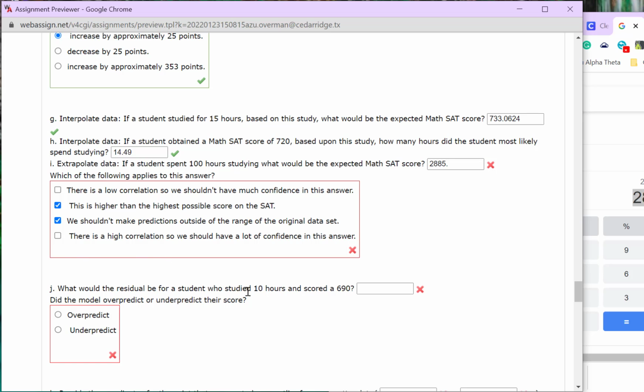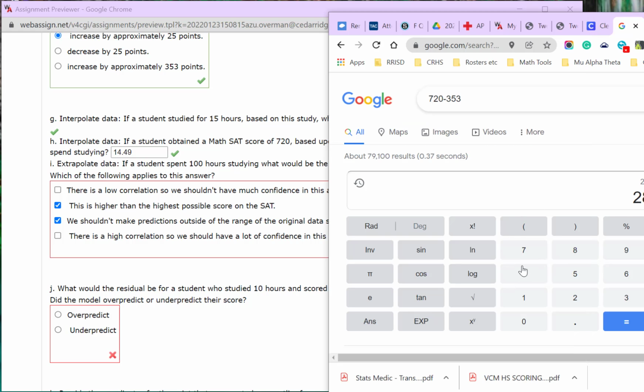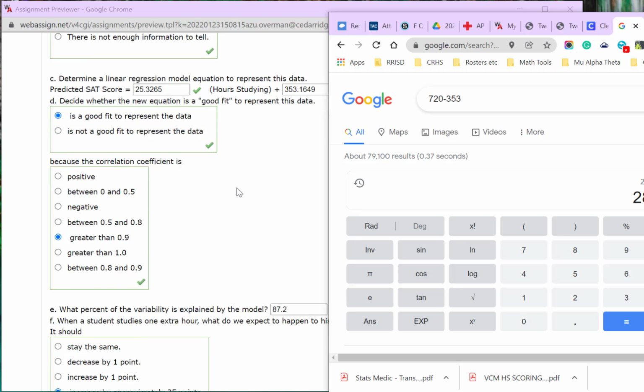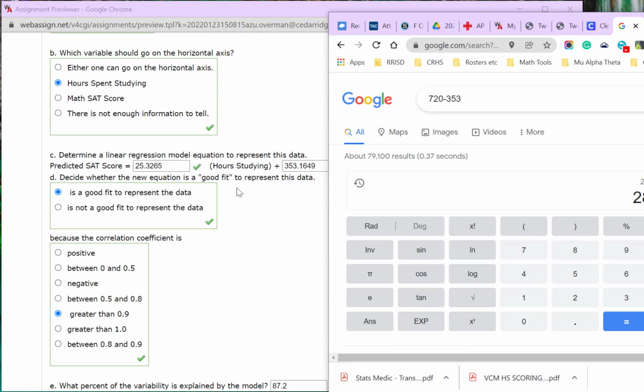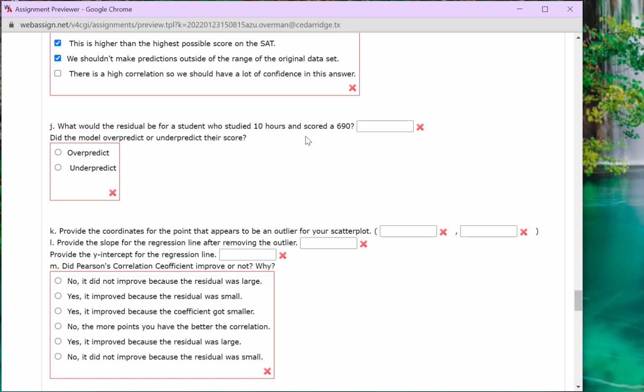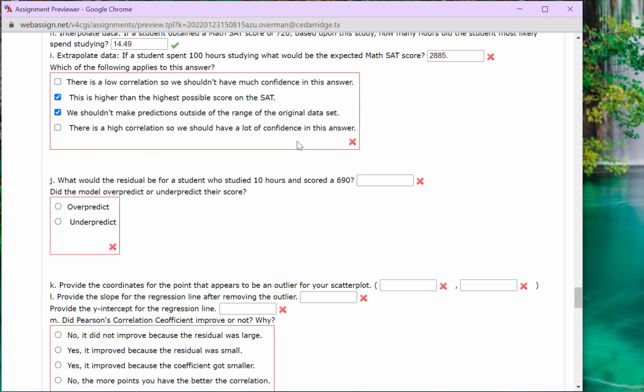What would the residual be for a student who studied 10 hours and scored a 690? So if they study 10 hours, we go 10 times our slope. Where's my slope? It's over here. There it is. 10 times 25.3265. And then I'll add my 353, which I'm sure is fine. I'm going to put in 606.